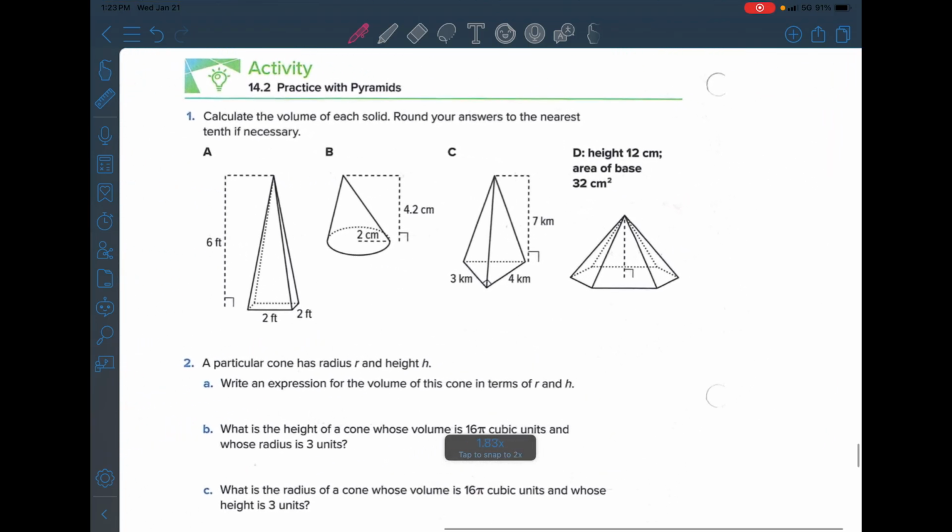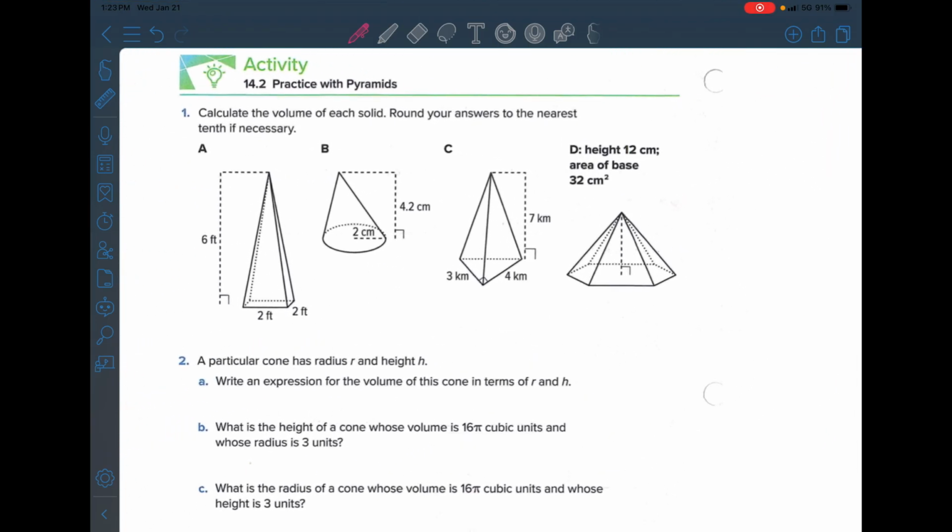All right, let's look at this second one. Calculate the volume of each solid. Round your answers to the nearest tenth if necessary. So the same thing, all I want you to do is, we're not going to worry about number 2. I want you to calculate these.